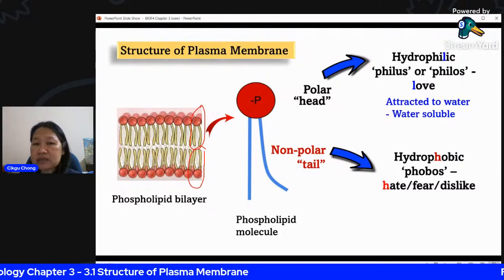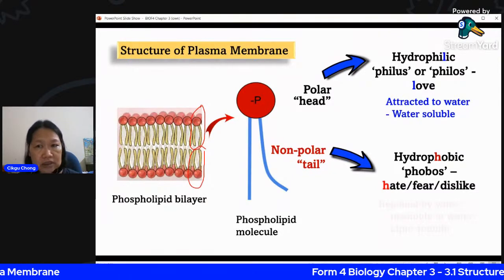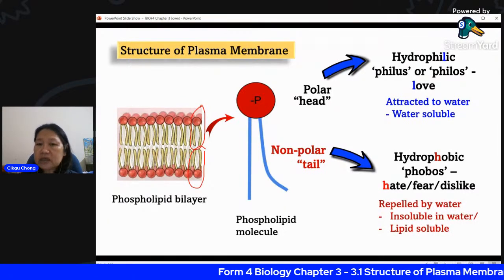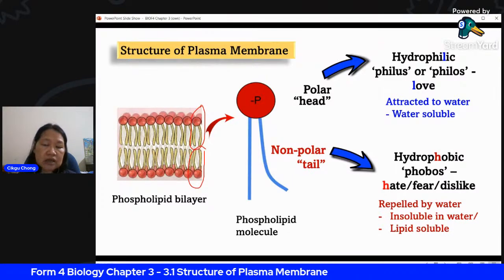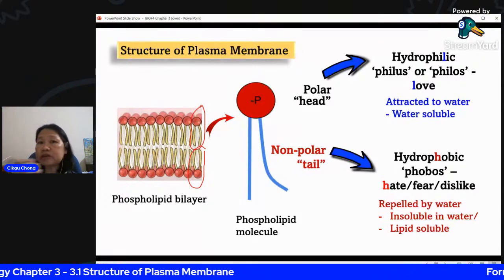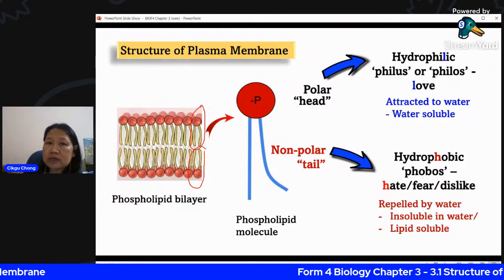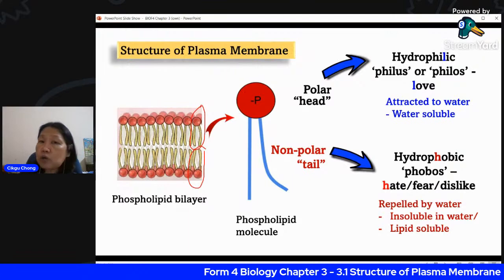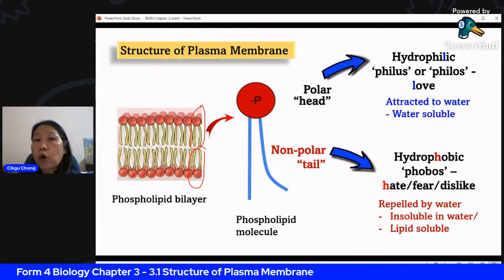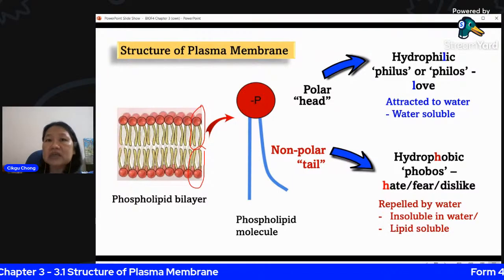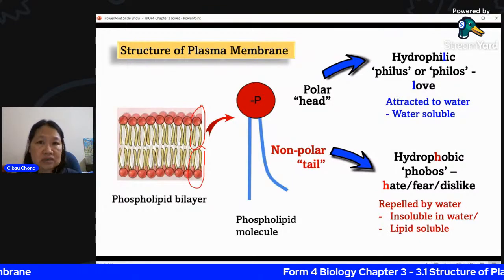So this part, the non-polar tail, is hydrophobic. It means it does not like water. It is not attracted to water. It is repelled by water. That means it is not soluble in water. If it's not soluble in water, that means it's soluble in the other thing, which is lipid. Most of the things here are either water soluble or lipid soluble. If it's not water soluble, it probably is lipid soluble. So it will dissolve in oil. If it doesn't dissolve in water, it might dissolve in oil. And if the thing dissolves in water, it probably will not dissolve in oil.